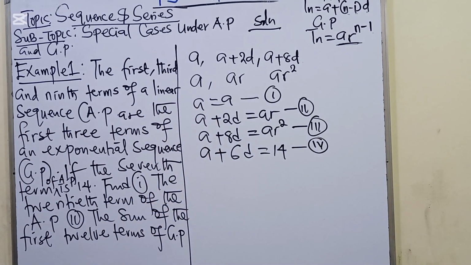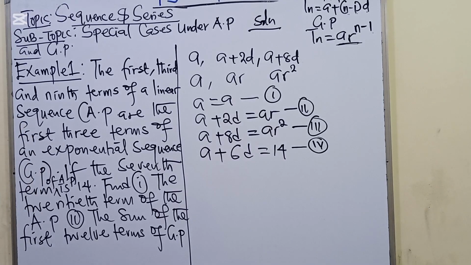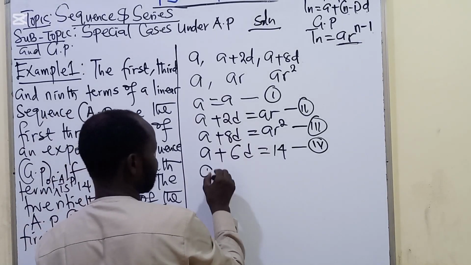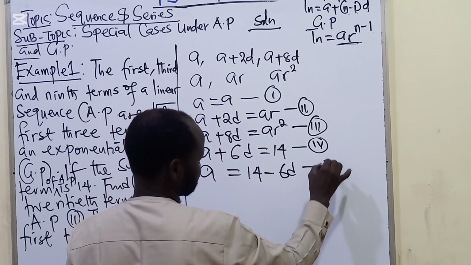Very important. From equation 4, we can make A the subject of the formula. Okay, let's make A the subject of the formula. We have A equals 14 minus 6D. That will be equation 5.